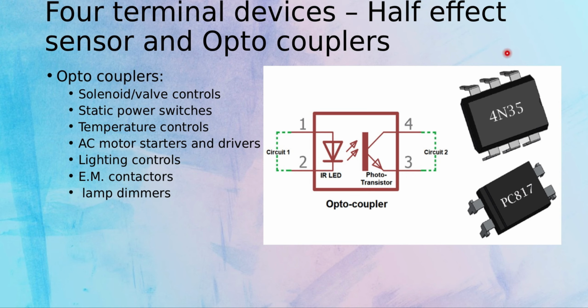So this is how optocouplers look. They usually have 6 pins, and this is another model of an optocoupler having just 4 pins. So where are these optocouplers being used? They are used in valve controls, lighting controls, static power switches, temperature controls, lamp dimmers, AC motor starters and drivers, and lots more. So these are very good isolators of circuits and still they could conduct current.